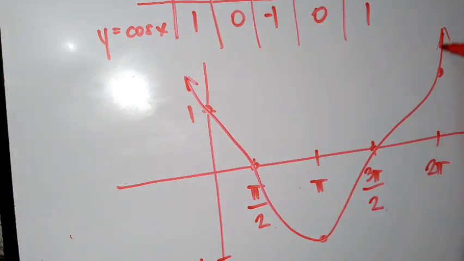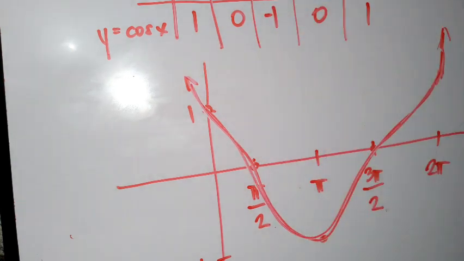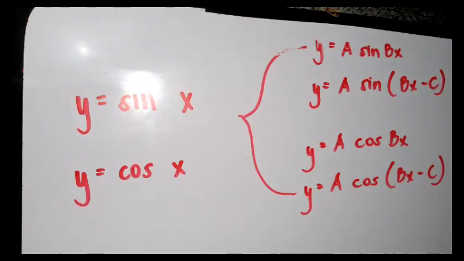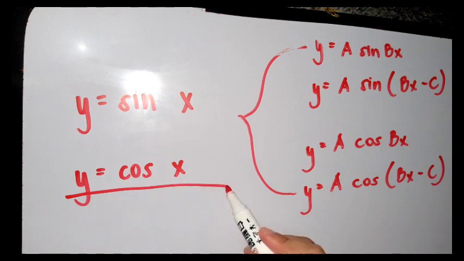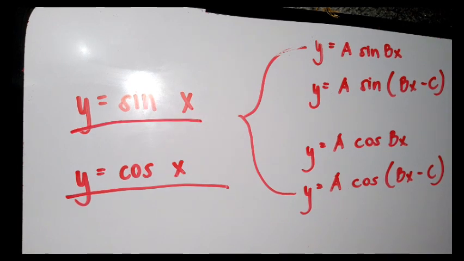This is how it looks like. Yeah, it's not perfect, but this is how it looks like. So this is now the graph of our y equals cosine x. Graphing y equals cosine x is just the same as graphing y equals sine x, wherein it also has a period of 2 pi, but the only difference is that it has a different value of y.